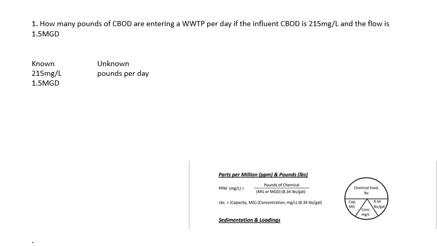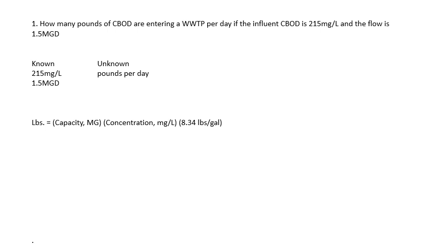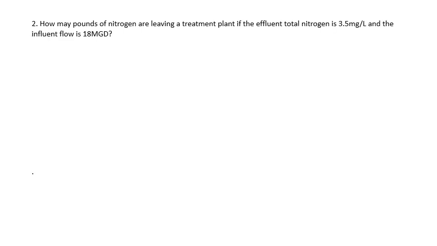There's a little pie chart over here. We're going to pull out the pounds equals capacity, million gallons, times concentration, milligrams per liter, times the standard of 8.34 pounds per gallon. There it's pulled out. So you're going to enter your numbers into your formula: 1.5 million gallons times 215 milligrams per liter times 8.34 pounds per gallon. And that gives you an answer of 2,689.65 pounds.